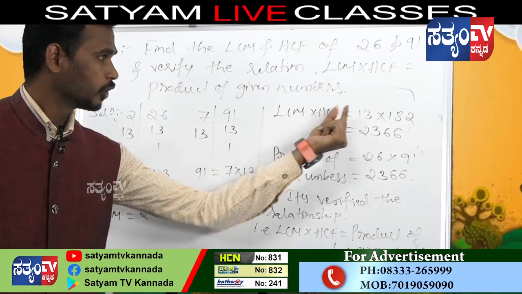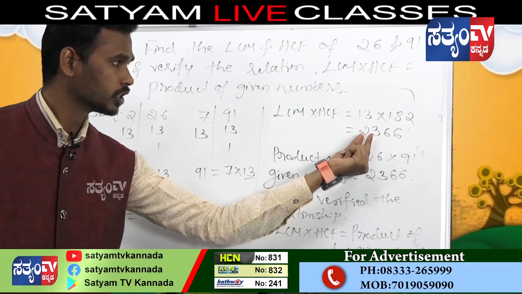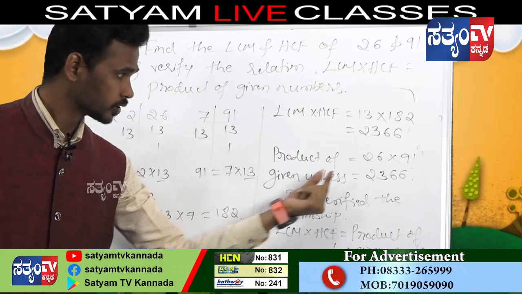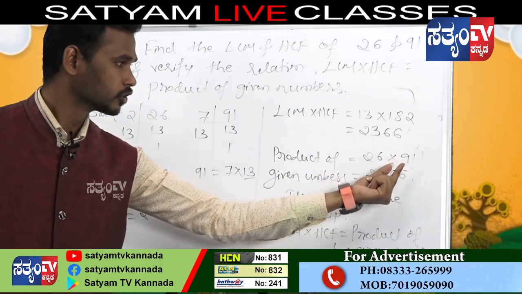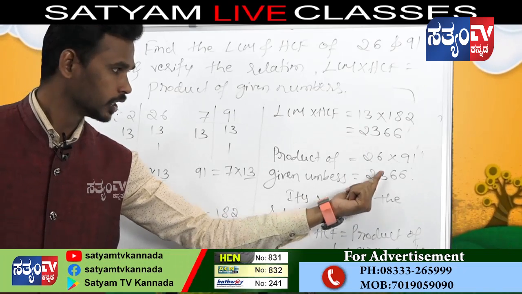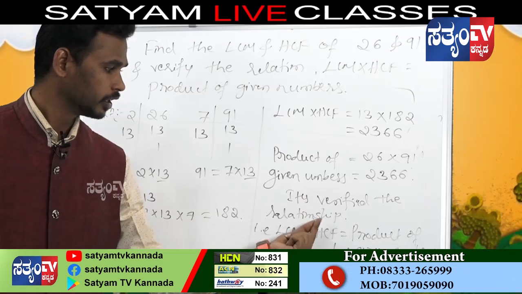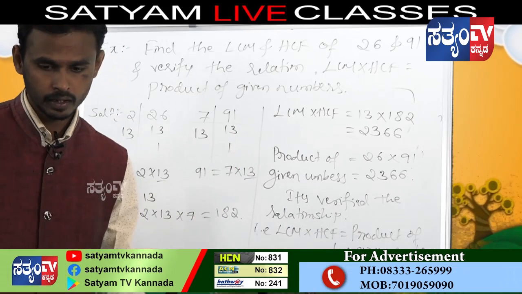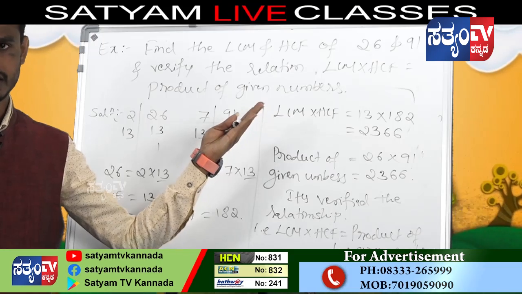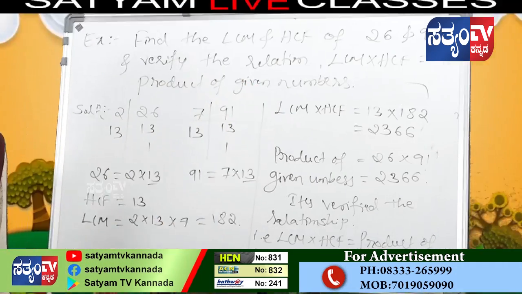Now multiply and verify the relation. LCM into HCF, so 13 into 182. You will get 2366. And the product of the given numbers, 26 and 91. If you multiply these two, you will get the same value, 2366. So it verifies the relationship. You can try the remaining examples of exercise 1.2, second question, at home.